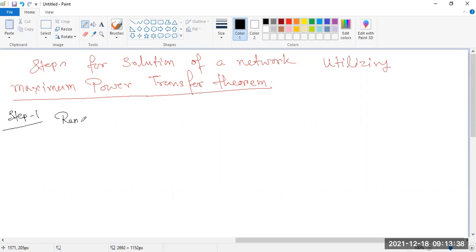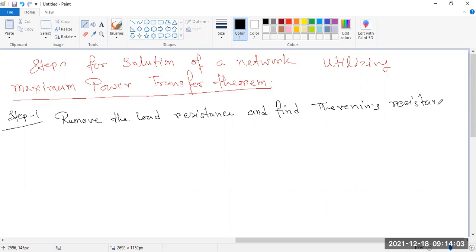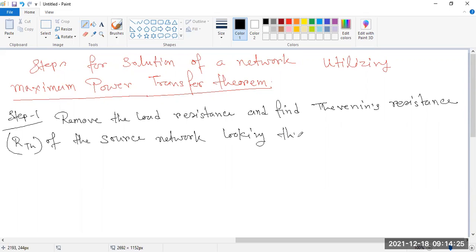Step 1: remove the load resistance and find Thevenin's resistance RTH, looking through the open circuit terminal.